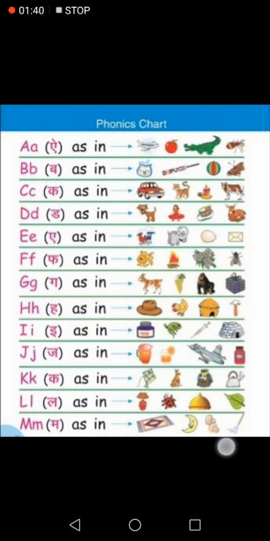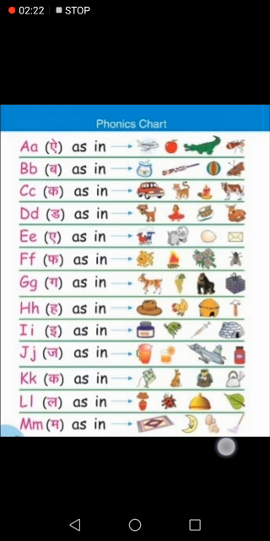Okay, the next letter is G, but the sound is G. For example, goat, gun. Okay, the next letter is H, but the sound will be H. Hat, hen, house. Okay, students, the next letter is I, but the sound will be I. Ink pot, injection, igloo.